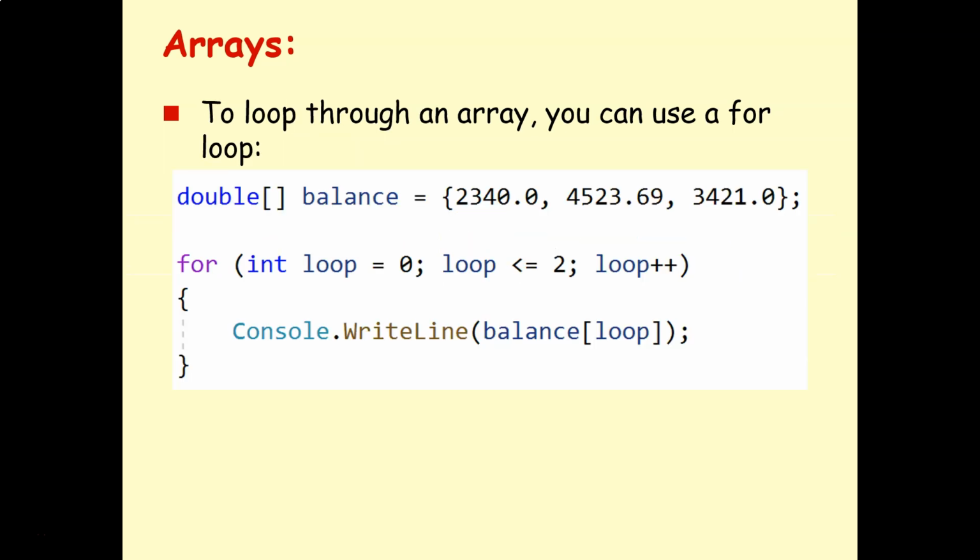To loop through an array, it's very simple to use a for loop. So I want to go through the array balance. I can just say for int loop equals 0, loop less than or equal to 2, loop plus plus, Console.WriteLine balance loop, and that will go through position 0, position 1, position 2, and then stop, printing out the values at 1 per line.